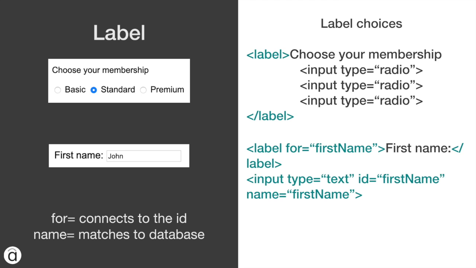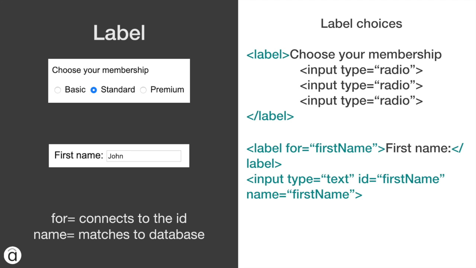Now, what does a label do? Well, a label provides the information for the user to realize what they need to submit. So in this instance, choose your membership, basic, standard, or premium. Well, the label is the choose your membership. Okay, in the next concept, first name is the label. So we can type in our first name, John, Stuart, Susan, and so on.